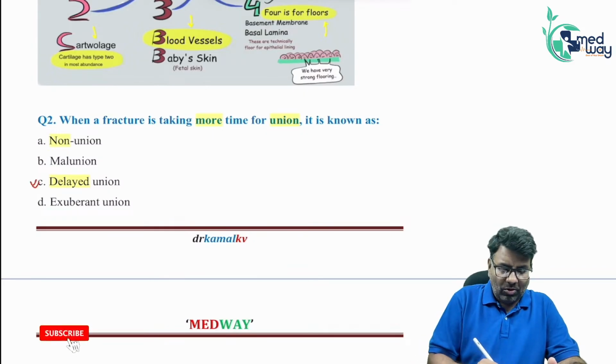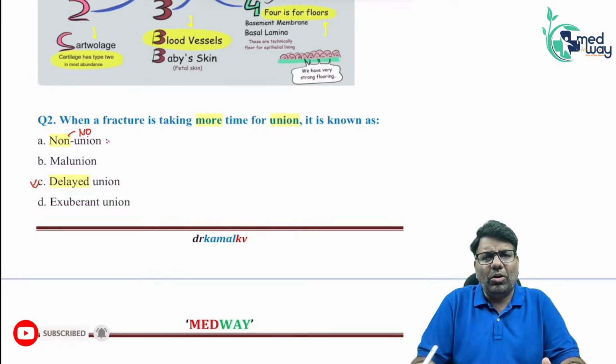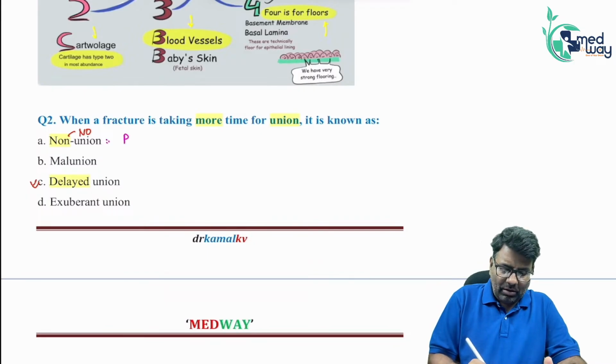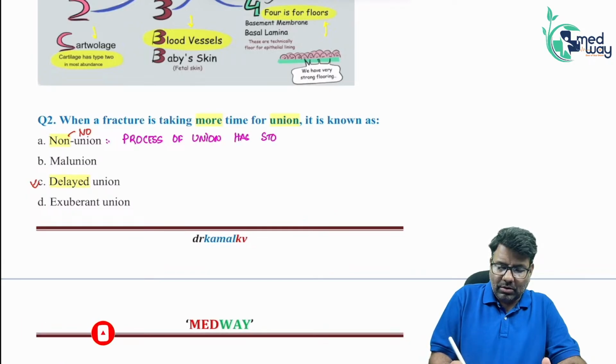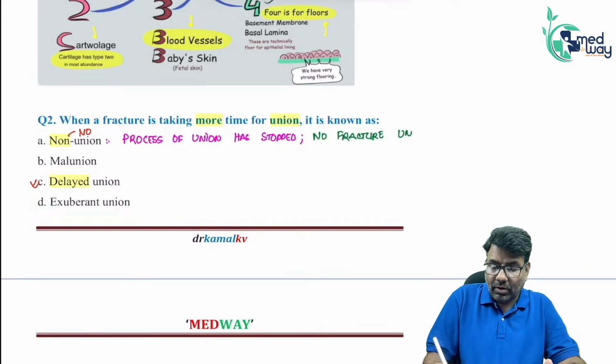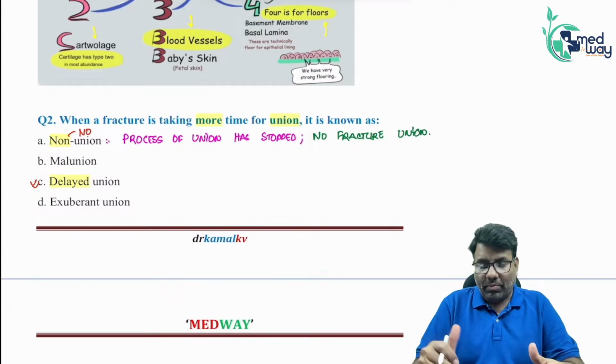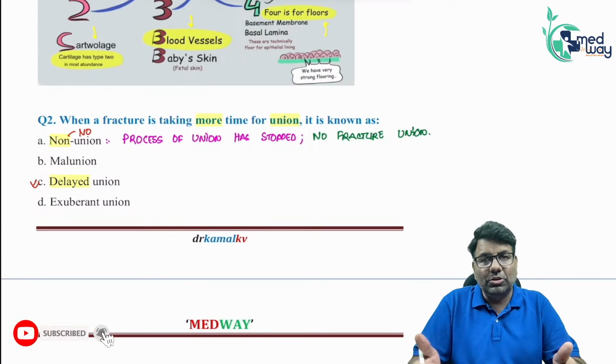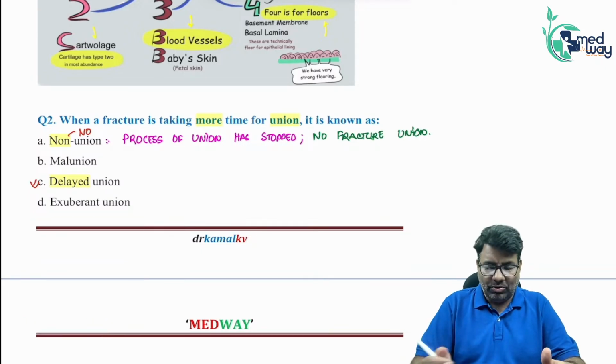Now non-union, now non means no. So if you want to define non-union, we can say that the process of union has stopped, right? And there is no fracture union. The process has stopped before the proper union of the fracture. Such a status will be known as non-union.